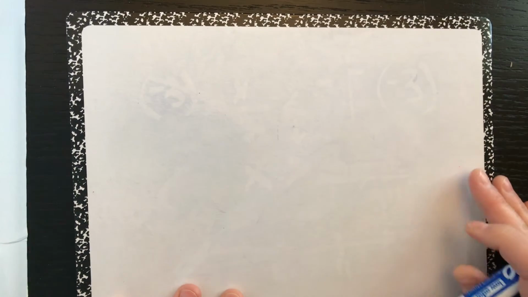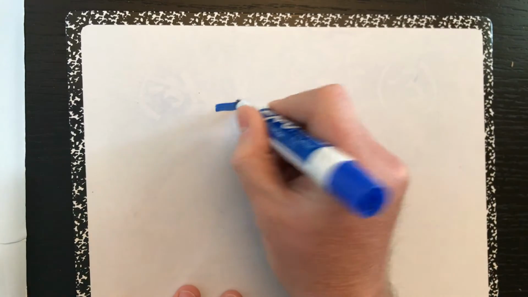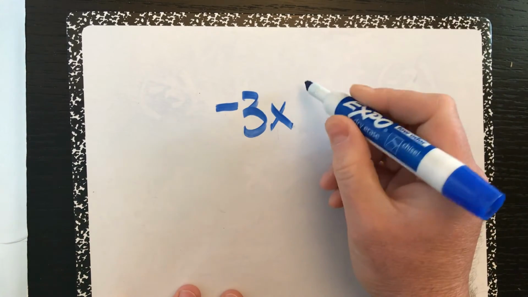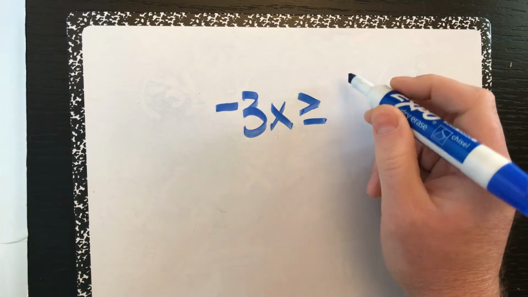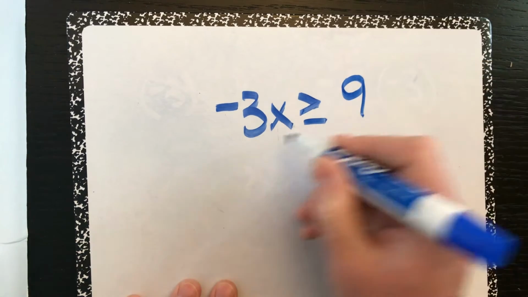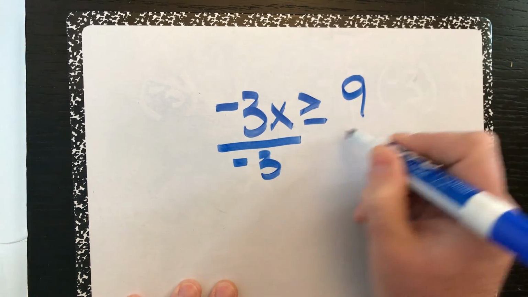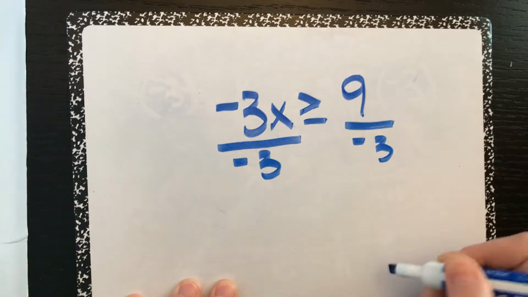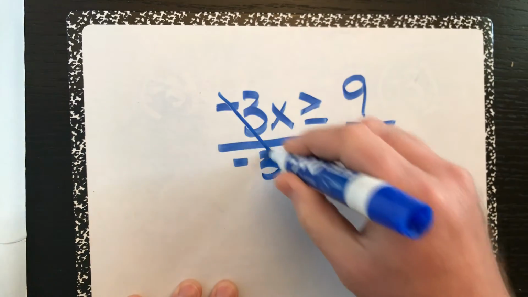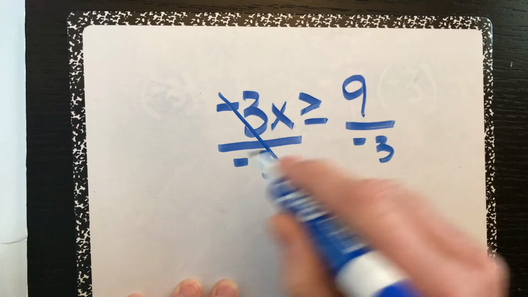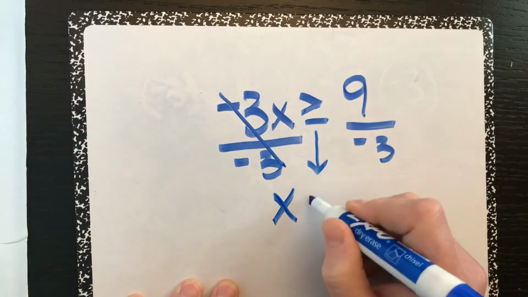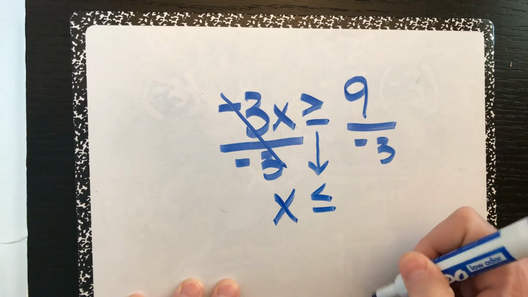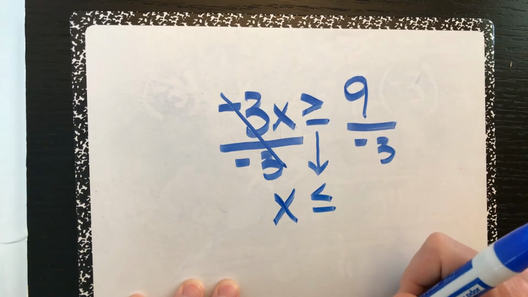Now, the same thing applies when we have division by a negative number. So let's say we have negative 3x is greater than or equal to 9. Once again, we have to divide both sides by a negative 3. Because the number that we're dividing by is negative, we need to flip our inequality. So instead of greater than or equal to, we now have less than or equal to.